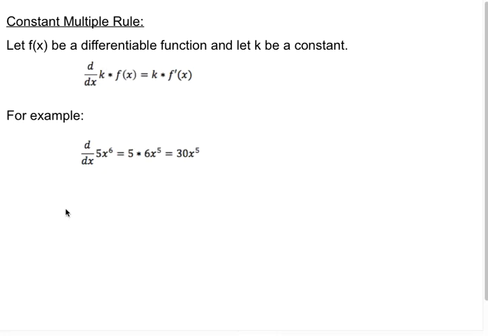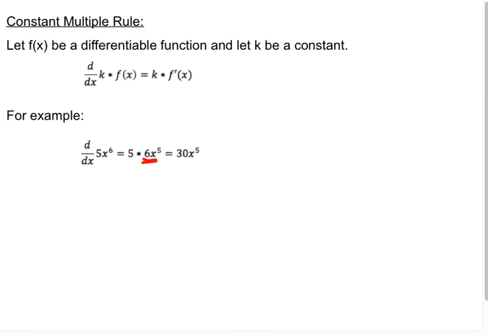If you have a 5 in front of an x to the 6th, x to the 6th we already know how to differentiate from our last video, which was the power rule. So we can just differentiate the x to the 6th, leaving the 5 in front, and we're going to get 5 times that 6x to the 5th, or 30x to the 5th.